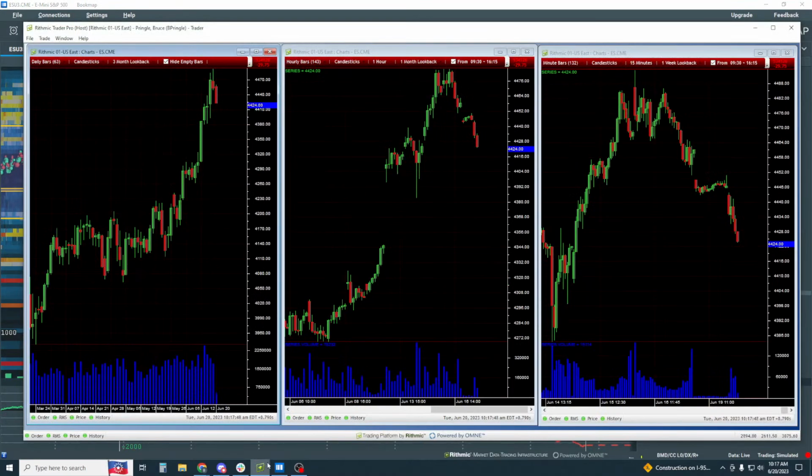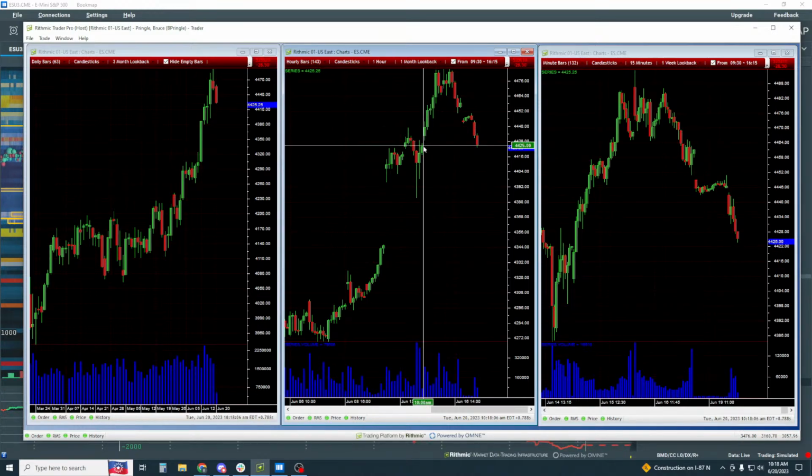And here's my idea. Okay, we have the daily on the left, in the center is the hourly, and then on the right we have the 15-minute. And this is the gap I'm talking about right here. Okay, it's just filling right now.